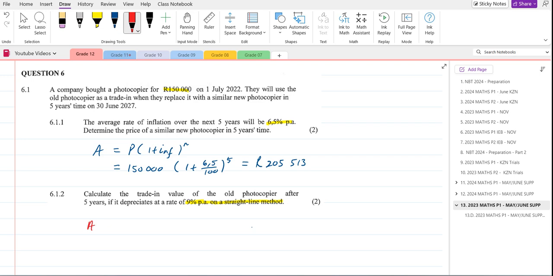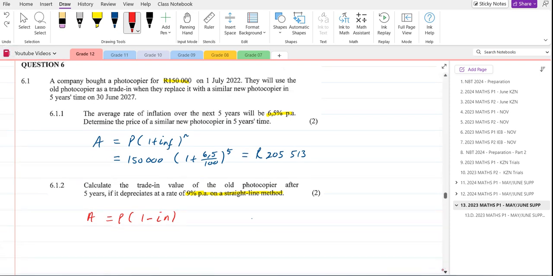So accumulated value is equal to P into (1 plus i n), where i is the depreciation rate. Now not plus, it's minus, straight line depreciation, because if you say plus, then that is simple interest. We don't want that. That's 150,000 into (1 minus 9 over 100 times 5 years). Let's see what answer we get here.